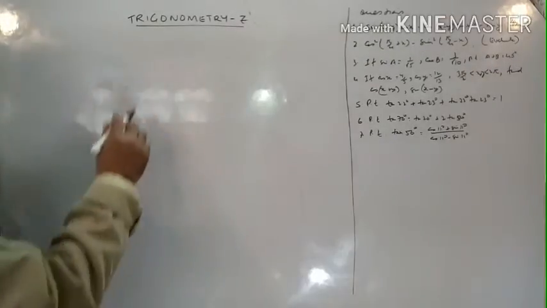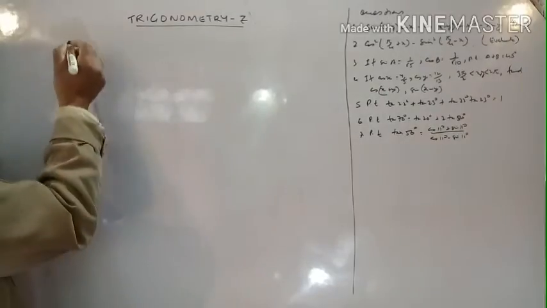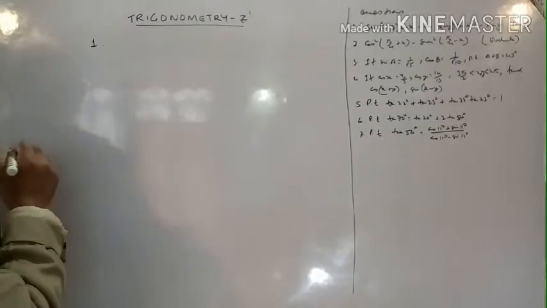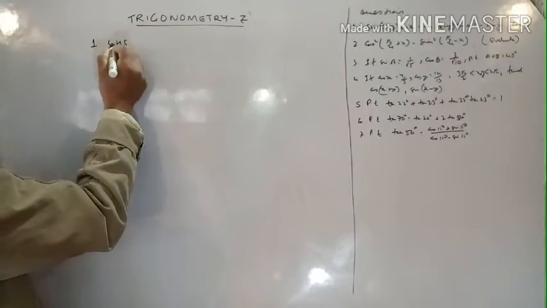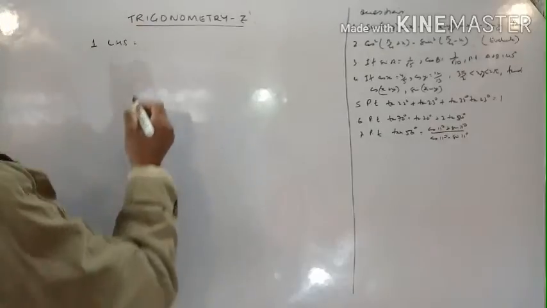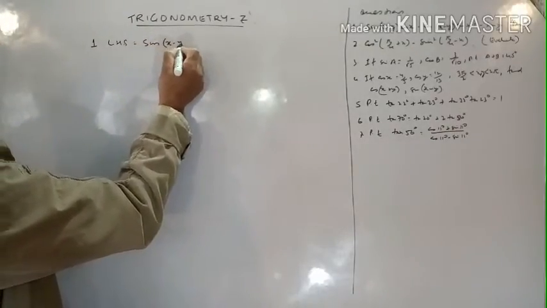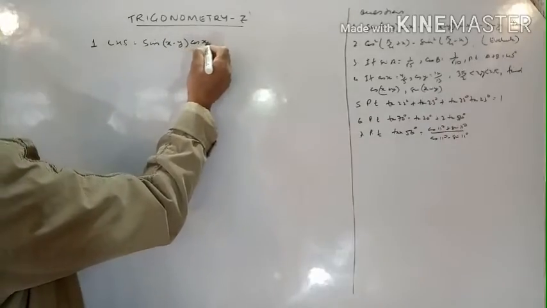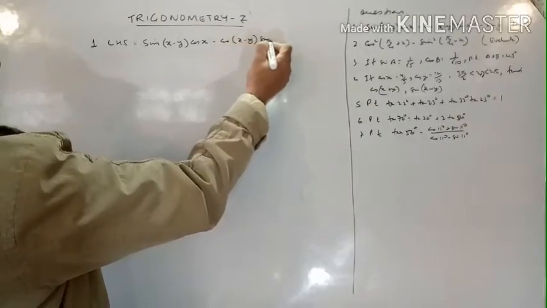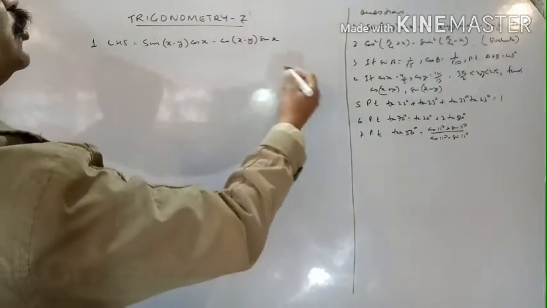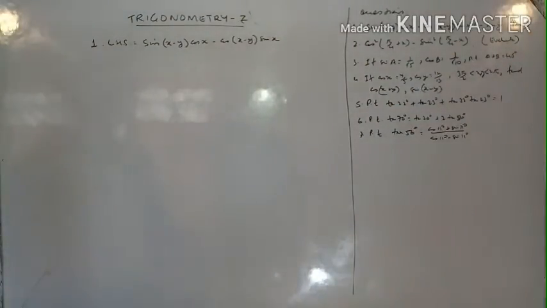Children, so we'll continue with trigonometry part 7 today. I've got some questions here. Let's do number 1. We have to prove that sine (x minus y) into cos x minus cos (x minus y) into sine x is equal to minus sine y. The answer is minus sine y.